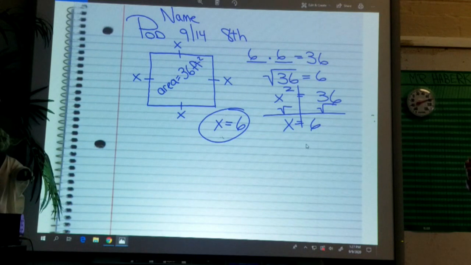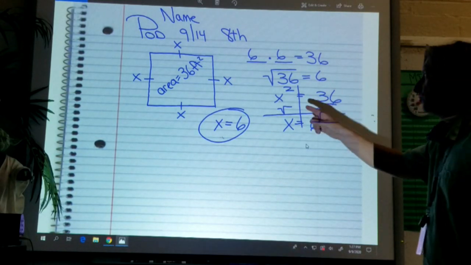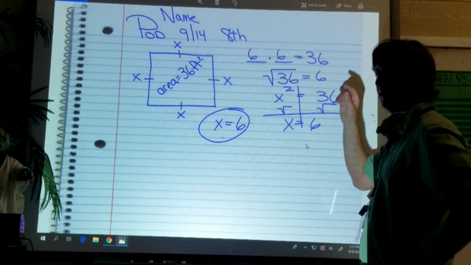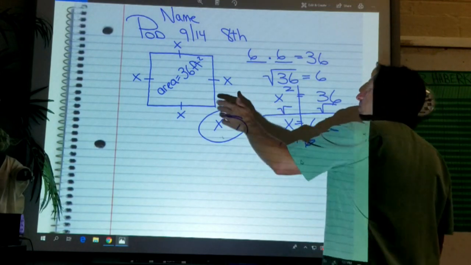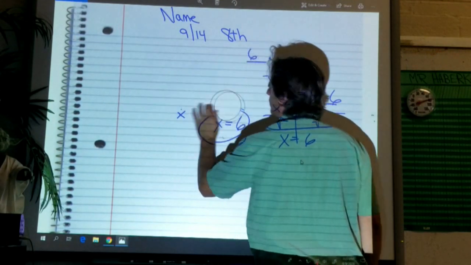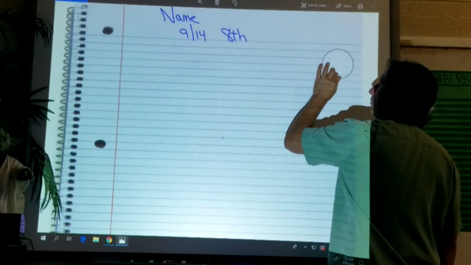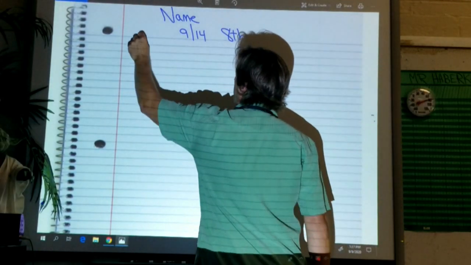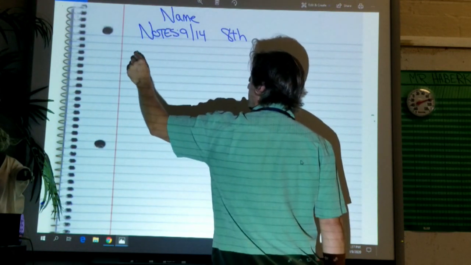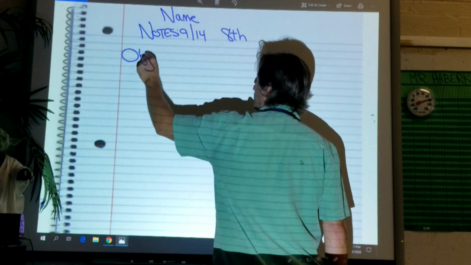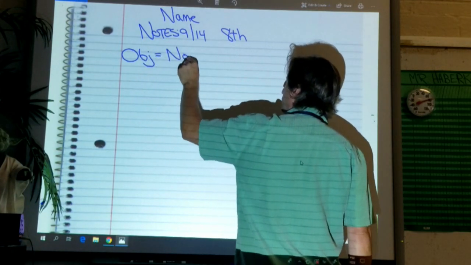So today we're moving on. We're going to talk a little bit more about square roots, and we're going to talk about square roots that don't come out perfect. These are called perfect roots because it's exactly 6 times 6 is 36. The ones we're going to talk about today are not perfect. All right, so write down notes for 9:14. Our objective is non-perfect roots.